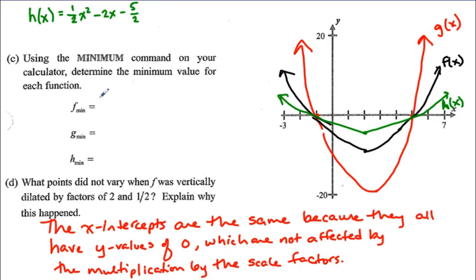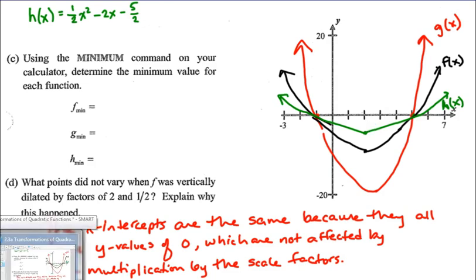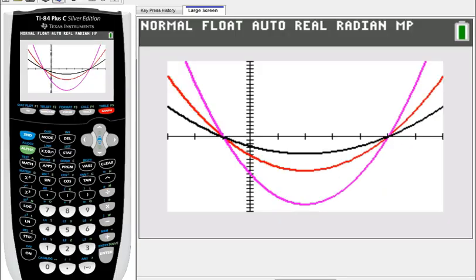All right, and let's finish up by looking at the minimum feature on the calculator, which is another way. All these graphs have minima. It's another way to get the vertex, right? Without having to go through the axis of symmetry and then subbing in the x value to get the y value, etc. So check this out. Or run your calculator if you have one. If not, you can just play along.